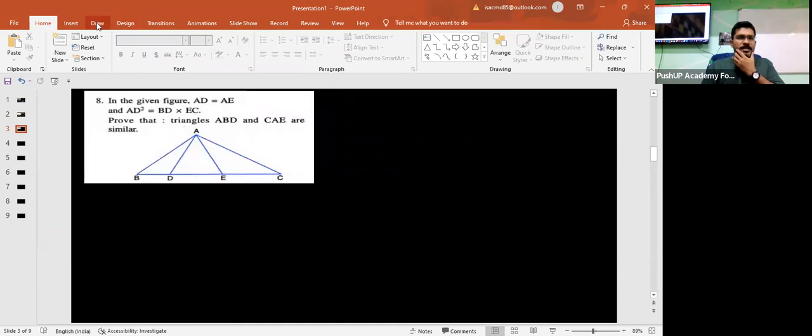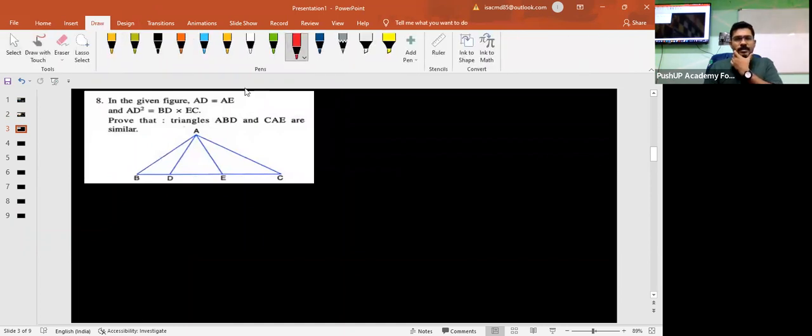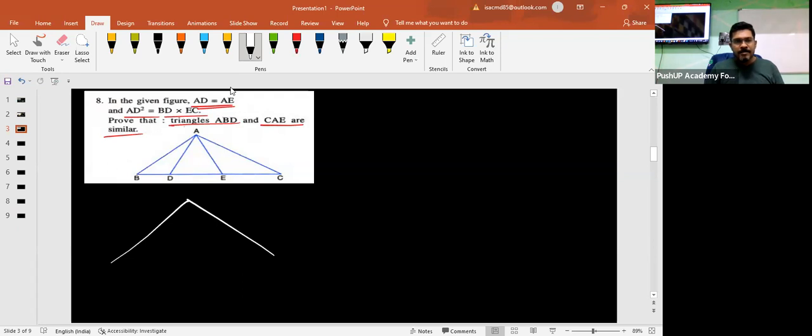Question number 8. In the given figure, AD is equal to AE, and AD square is equal to BD into EC. Prove that triangles ABD and CAE are similar. They never ask such questions in boards. Always numericals are asked.